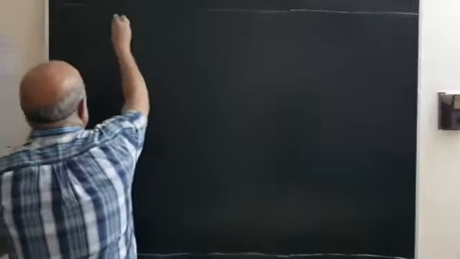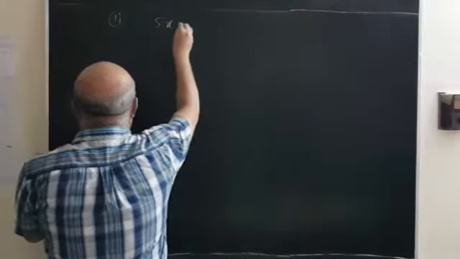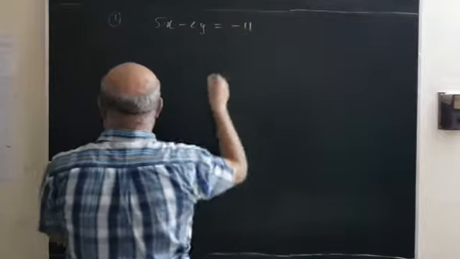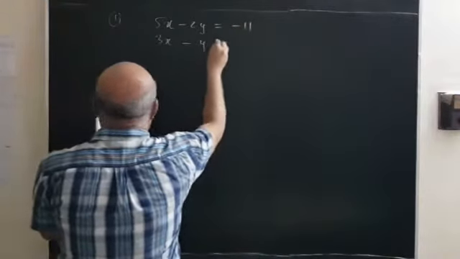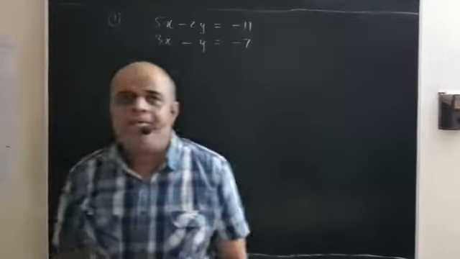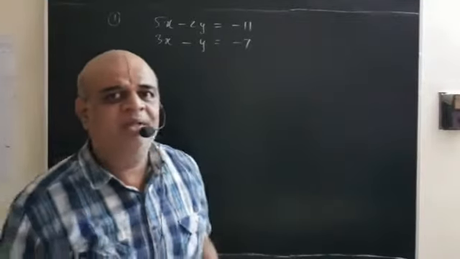Let me take an example. I am going to take an example such as 5x minus 2y is equal to minus 11, and 3x minus y is equal to minus 7. Alright? Now, how does cross multiplication work?